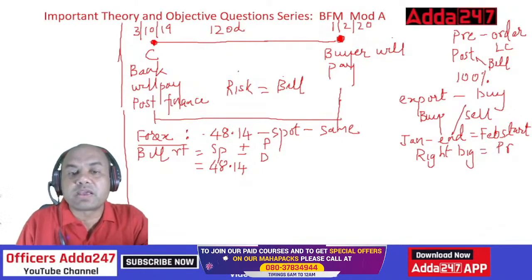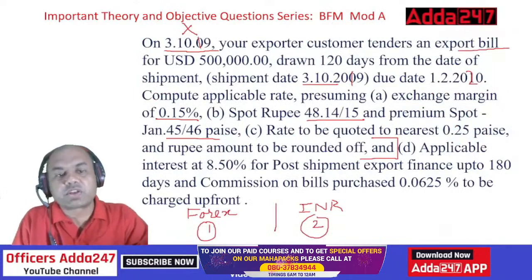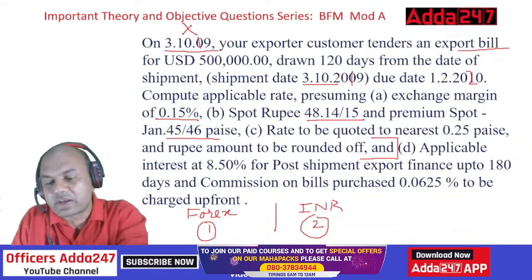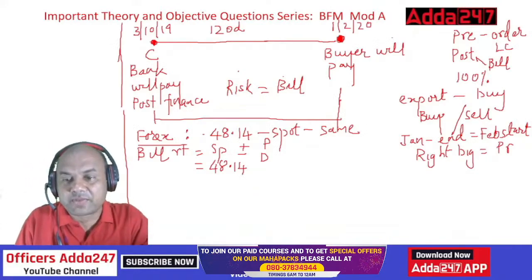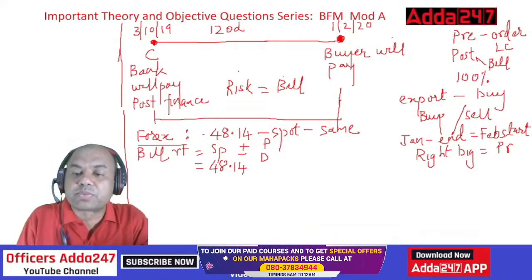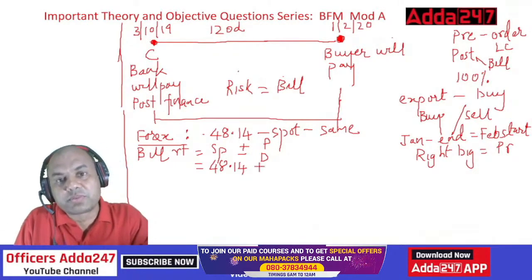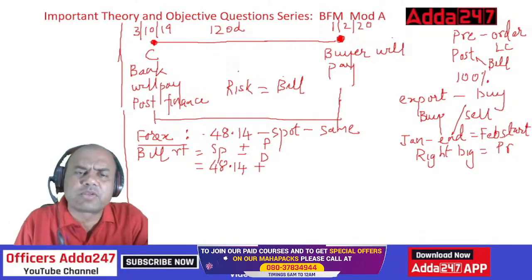So right now what am I having? Premium. What is this? 45.46. Right side is bigger, so I am having the premium. So whenever I have the premium, I'll have to add it. What will I add? I'll add the left side only because I am dealing in buy. So whenever I am dealing in buy, I'll use buy everywhere.